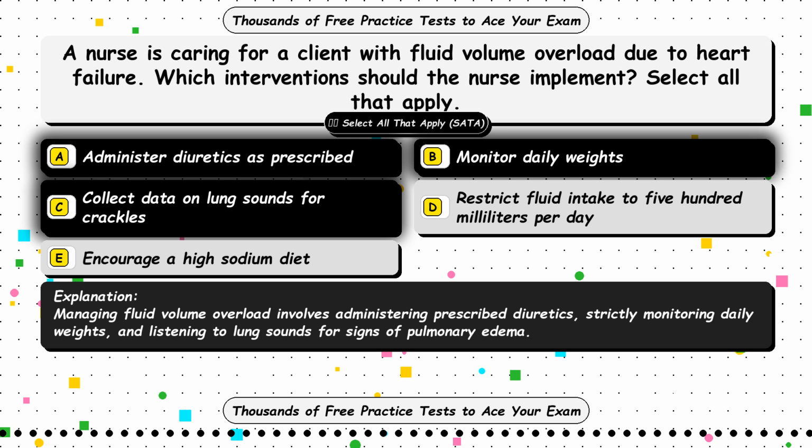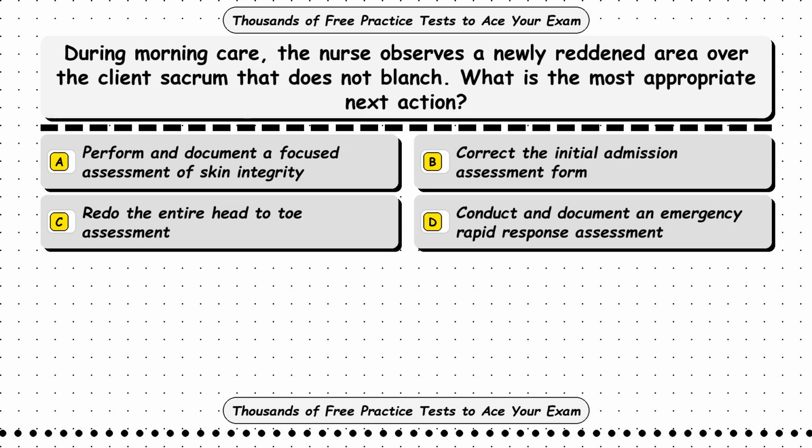pulmonary edema. Question 75. During morning care, the nurse observes a newly reddened area over the client's sacrum that does not blanch. What is the most appropriate next action? Option A. Perform and document a focused assessment of skin integrity. Option B. Correct the initial admission assessment form. Option C. Redo the entire head-to-toe assessment. Option D. Conduct and document an emergency rapid response assessment.